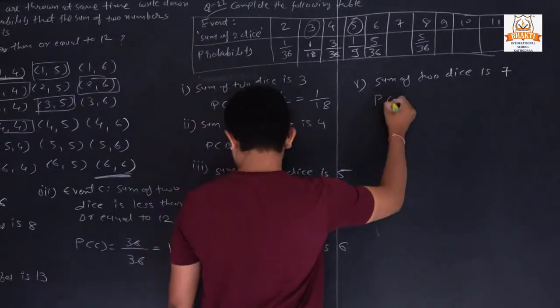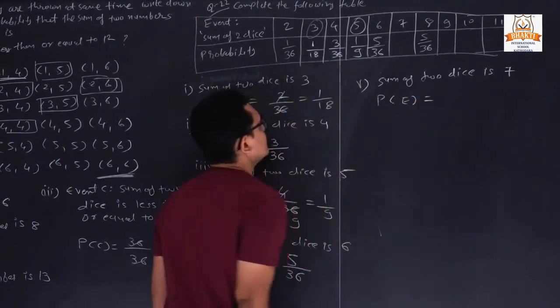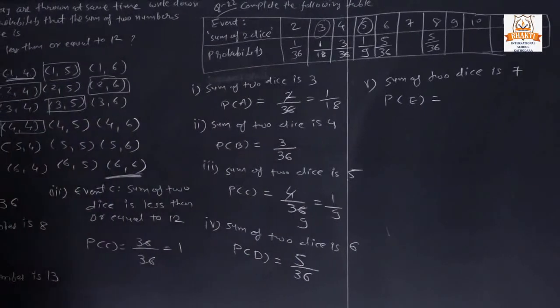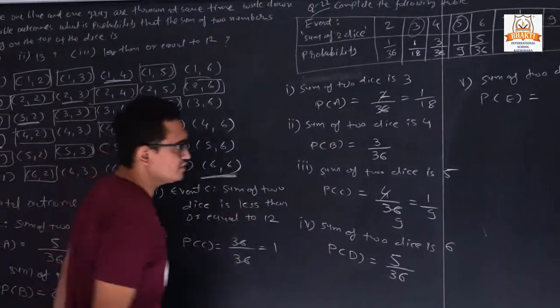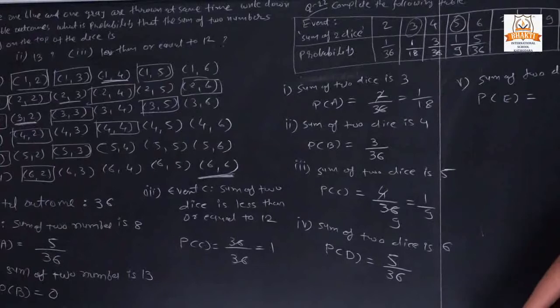We can declare it is E. So how many events whose sum is 7? So we can use a different color chalk, so you can get the idea.